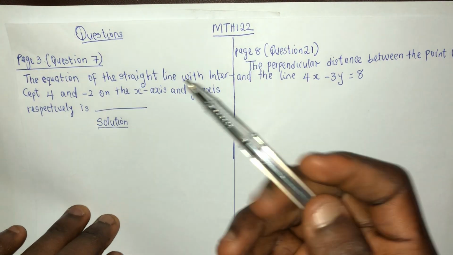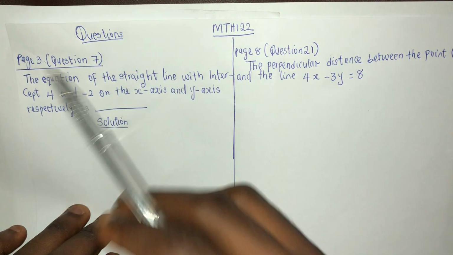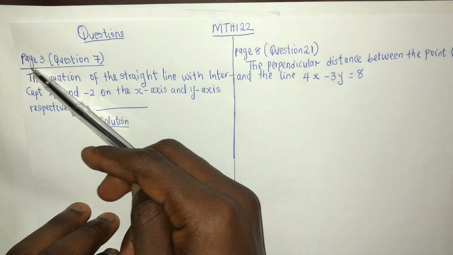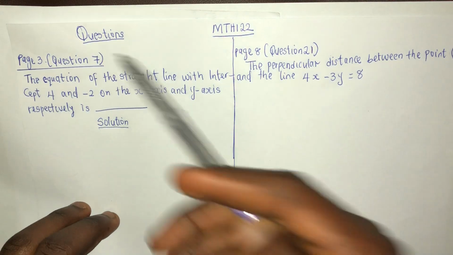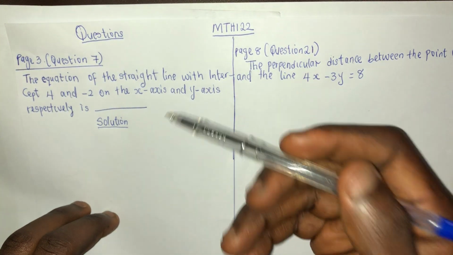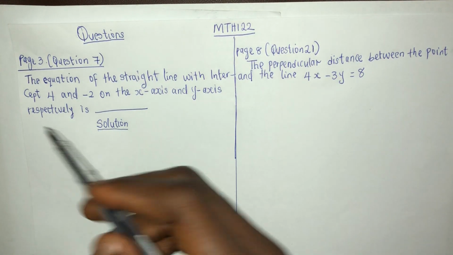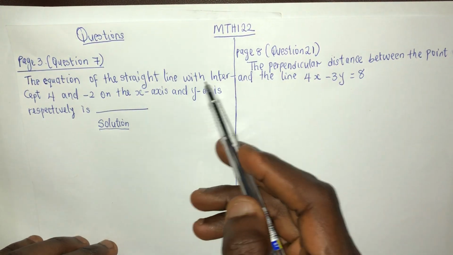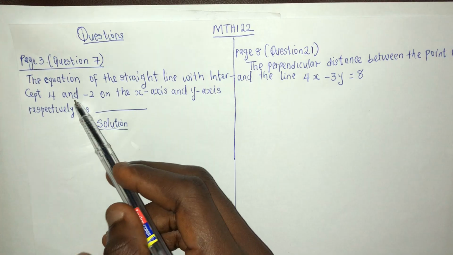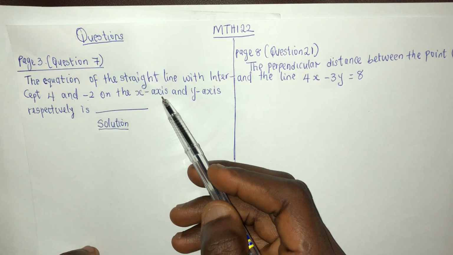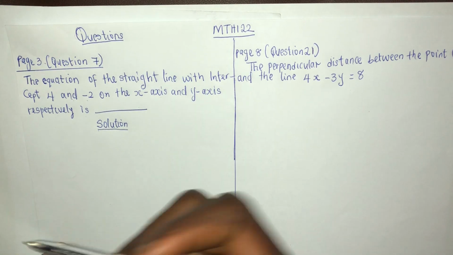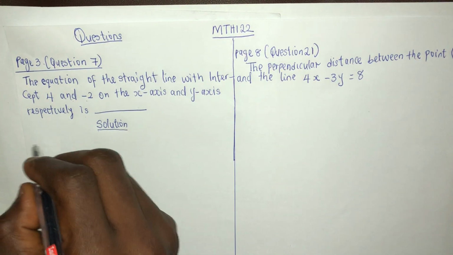The first question goes first. If you want to get these questions, for those of you in the University of Nigeria, Nsukka, go to page 3, question number 7 of your continuous assessment workbook. The first question is: the equation of the straight line with intercept 4 and minus 2 on the x-axis and y-axis respectively is. So how are we supposed to solve this? Let's write out the parameters.